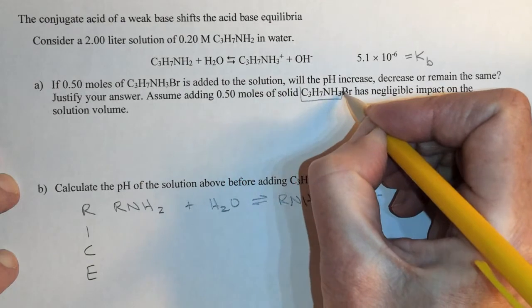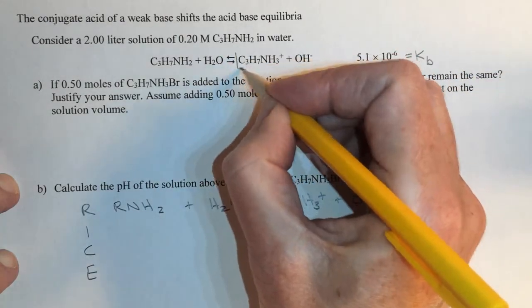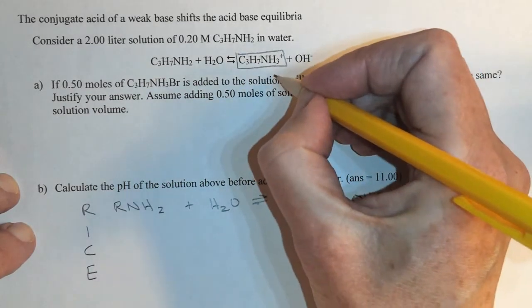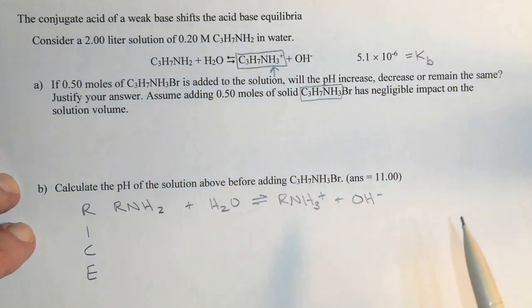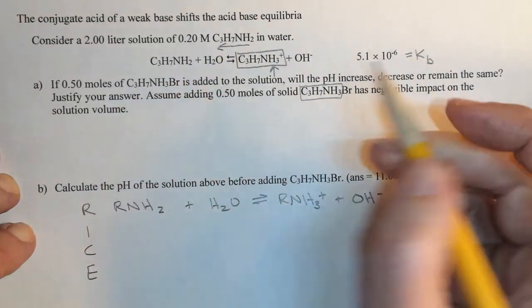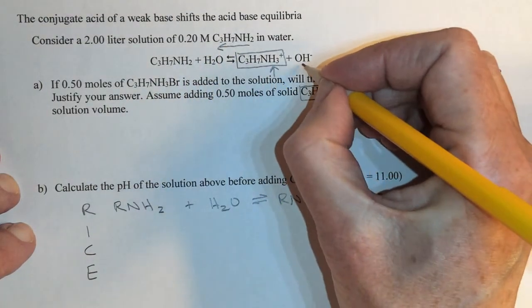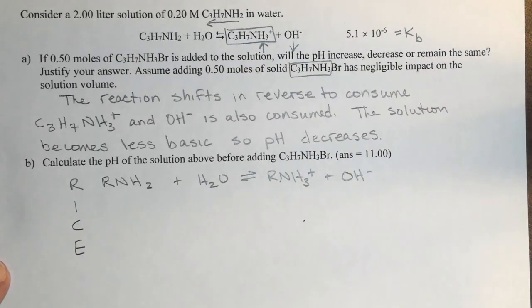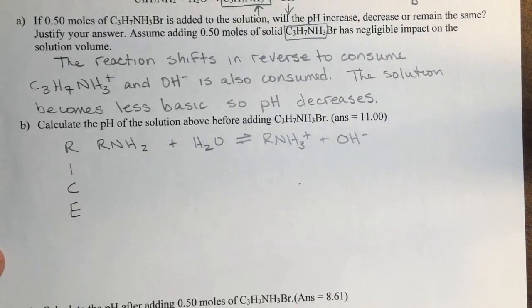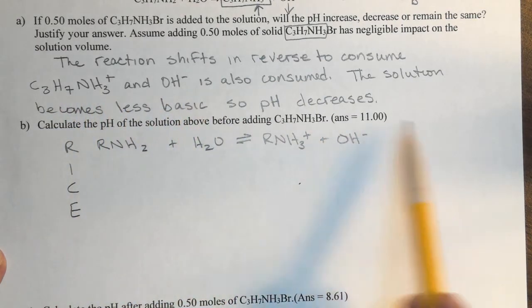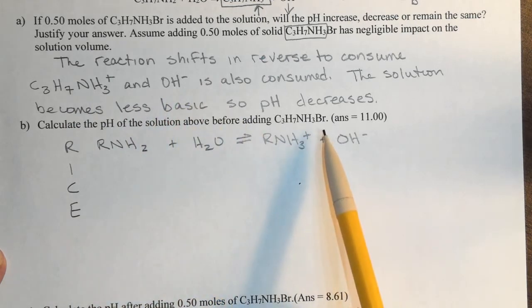What we care about here is the ammonium part, so for now we can ignore the bromide ion. So we're adding this ammonium salt, which means that we are going to shift the reaction in the reverse direction. As we add this, our hydroxide ion is going to decrease. So the reaction shifts in the reverse to consume the ammonium salt. The OH minus is also going to be consumed, so the solution becomes less basic, so pH decreases.